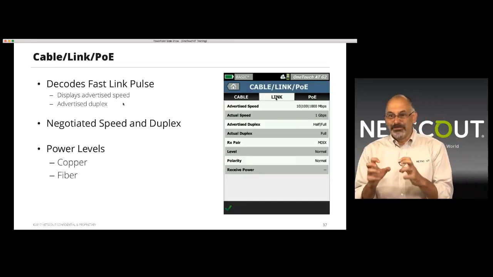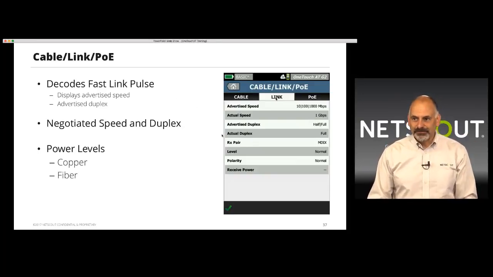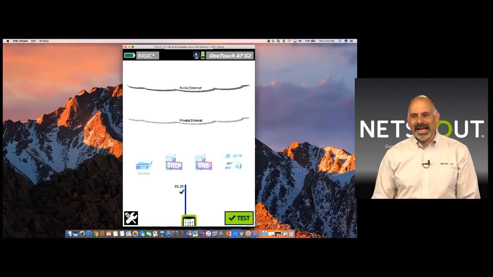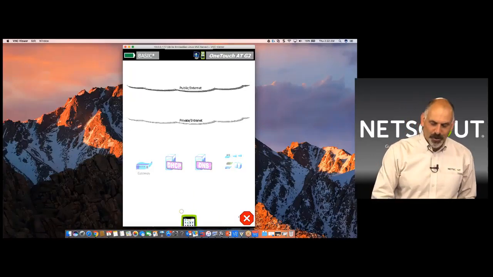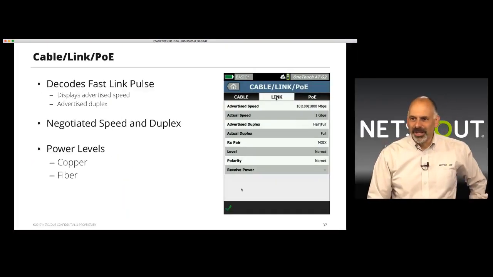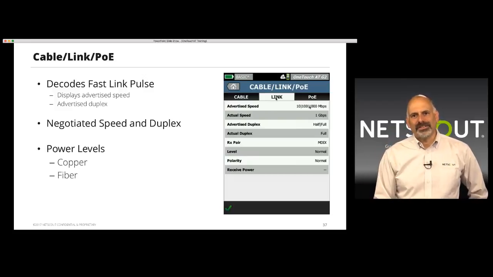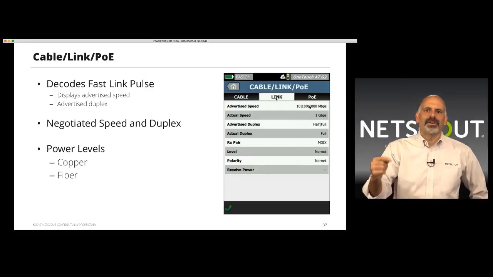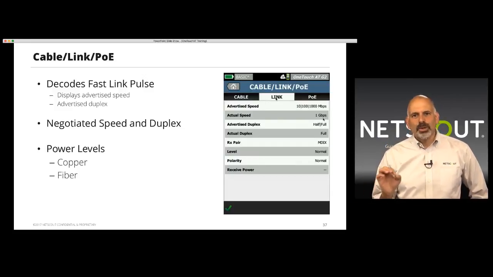So pretty nice. This is something I really love about this. If we go to link, I keep going back and showing this. I want to show you how this really works. I don't want to kill you with PowerPoint slides, but show you the actual instrument. If we come in here to link, it says advertised speed 10, 100, 1000. The OneTouch decodes the fast link pulse. It comes back and tells us this is what the device at the other end says it can do. This shows us what we are actually doing.